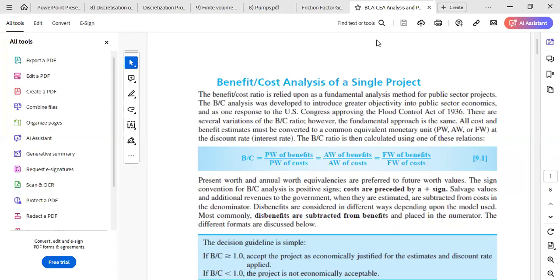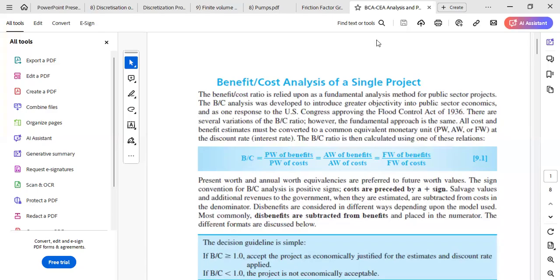Okay, and whenever we talk about benefits, we need to consider the effects on the whole society because in the public sector, the main aim is to provide benefits for the society. Okay, so whenever we want to do the economic analysis, the benefit cost ratio is relied upon as a fundamental analysis method for public sector projects.